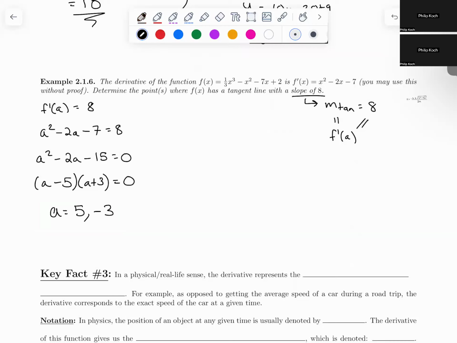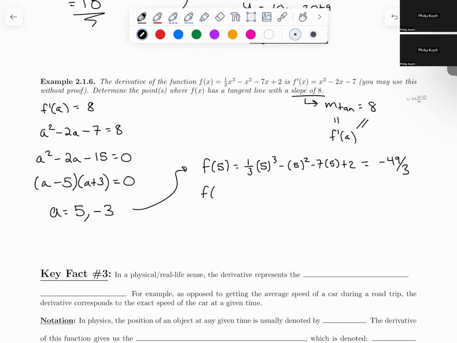So f of 5 would be 1/3 times 5 cubed minus 5 squared minus 7 times 5 plus 2, which I don't know off the top of my head. If you do, kudos to you. So 1/3 times 125 minus 25 minus 35 plus 2 is negative 49/3.